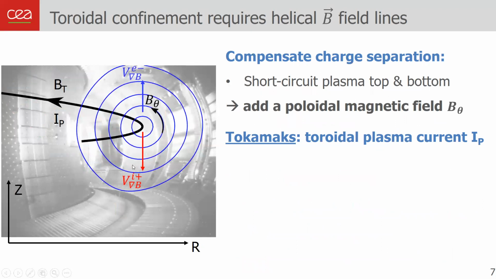So a simple way to compensate the charge separation is to create a short circuit for the particles to connect the bottom and the top of the plasma. And an easy way to do that is to add a poloidal magnetic field so that particles would follow helical field lines around the plasma, short-circuiting the top and the bottom and cancelling globally the charge separation. So in tokamaks, we do that by inducing or maintaining a plasma current flowing along the toroidal magnetic field that would make this poloidal magnetic field.